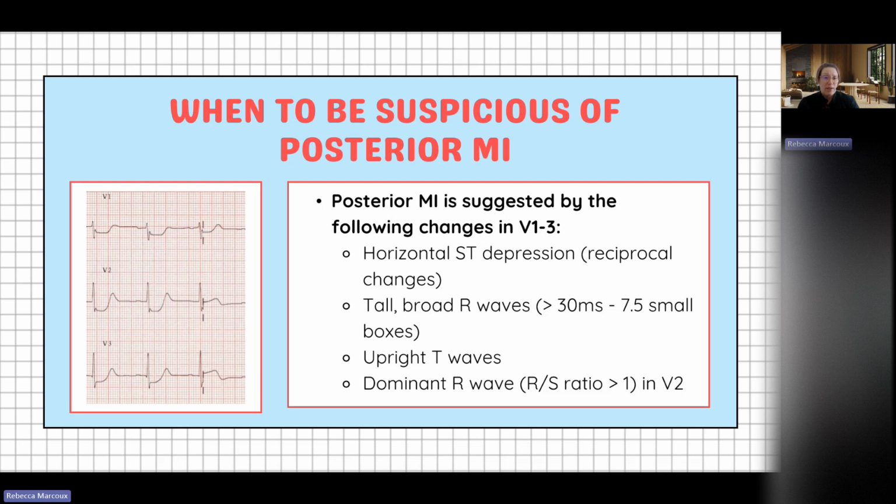We might also in V1 to V3 see tall, broad R waves, about 7.5 small boxes. Again, our R waves are the upward strokes in our QRS complex, so you might see them be super tall and broad. Another sign is having upright T waves in these leads, which we don't always have. So these ones here have the depression and the upright T waves. Some of these things I don't personally find helpful, but if they're helpful for you, cool. But the biggest takeaway I want you to think about is always be suspicious in an inferior or lateral MI, and especially if you see these reciprocal changes, so that ST depression in V1, V2, V3.